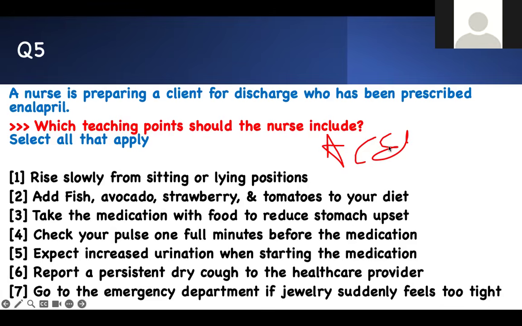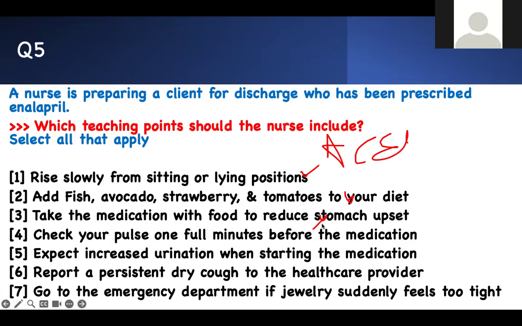Take the medication with food to reduce stomach upset. You don't need to take it with food. That is a trap. Even though it's good in your test, it's a wrong answer. Therefore, this is wrong. You're telling me that it's required to take this medication with food. That's what the statement is saying.